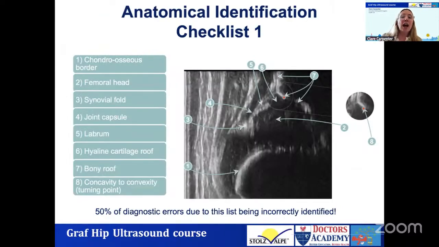And finally, you have your completed checklist. Your chondroosseous border, your femoral head, your synovial fold, your joint capsule, labrum, hyaline cartilage roof, bony roof, and then you define your turning point, which is your concavity to convexity. You have to get this right, because we all know in papers when we look at scans that diagnostic errors, 50% of them will result in this list not being correctly identified.